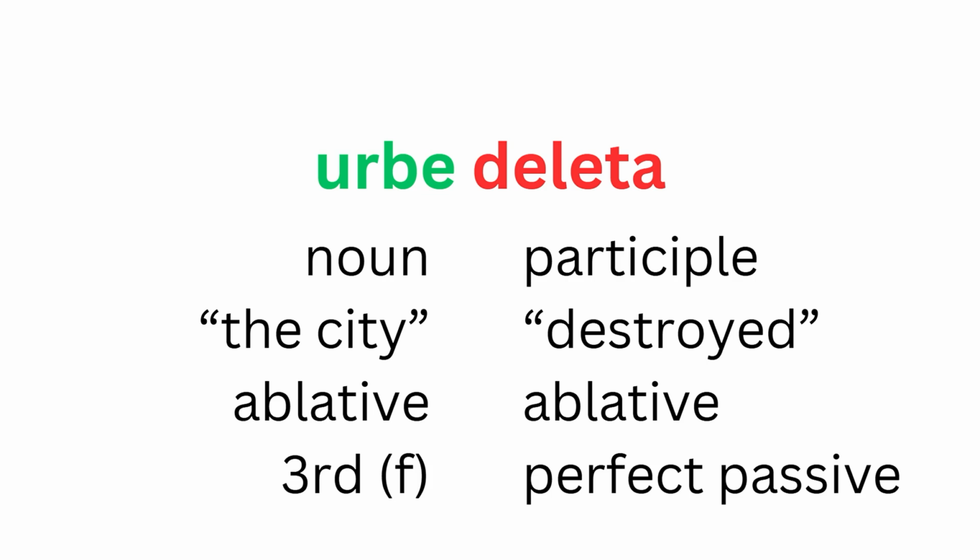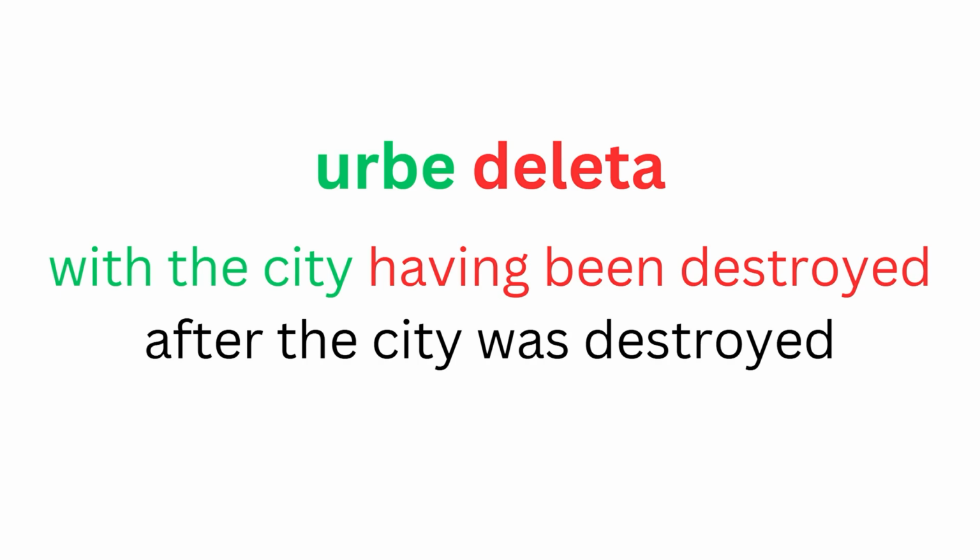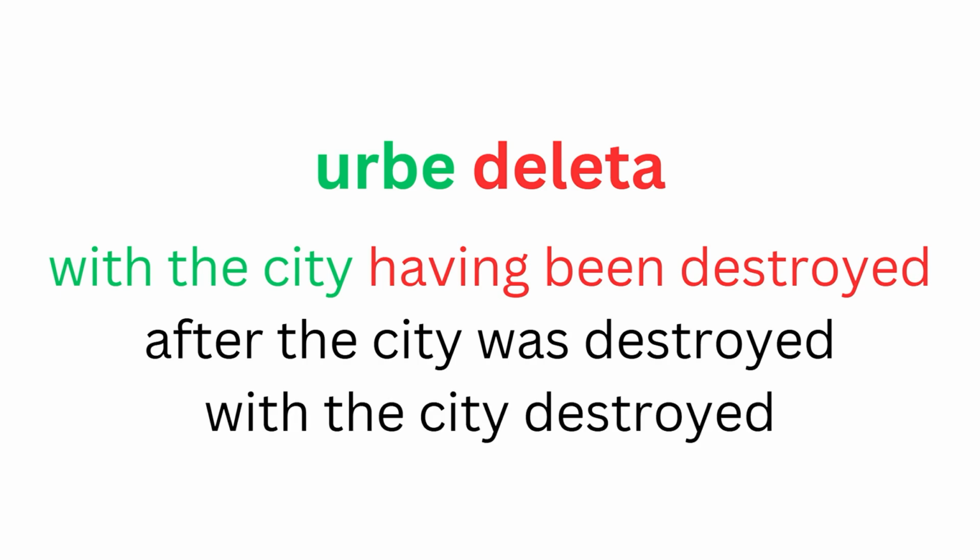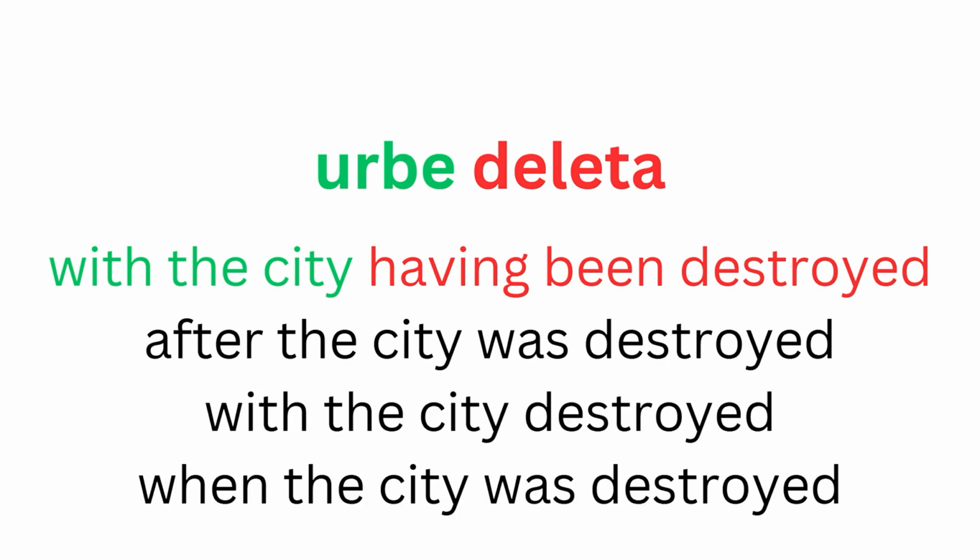Now there are lots of different ways you can translate ablative absolutes. Some are clunkier than others, some are a little bit more fluent. So my favourite is with the city having been destroyed, because that keeps the ablative case. However, it's not the best in terms of fluency. You'd never say that in English. Some other ways you can translate ablative absolutes: after the city was destroyed, with the city destroyed, when the city was destroyed. All of these keep the sense of the perfect passive participle. The city's been destroyed, so something else is happening.